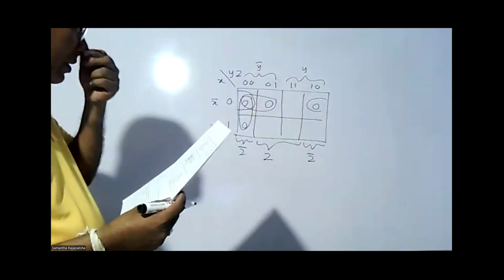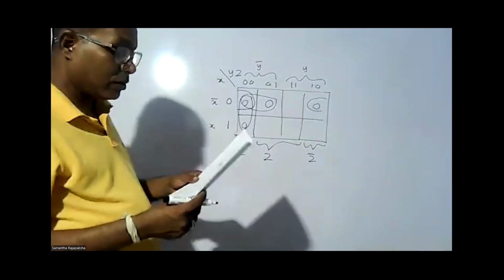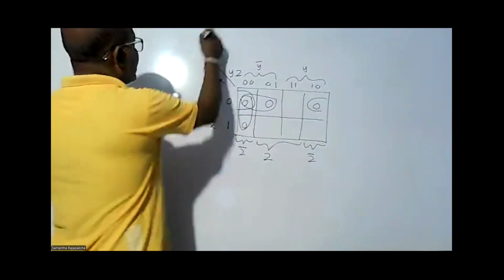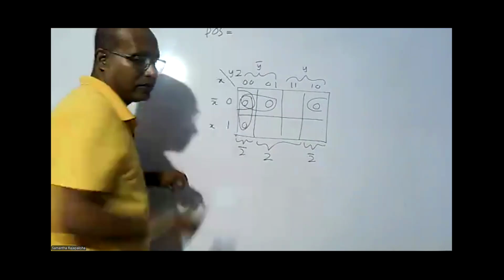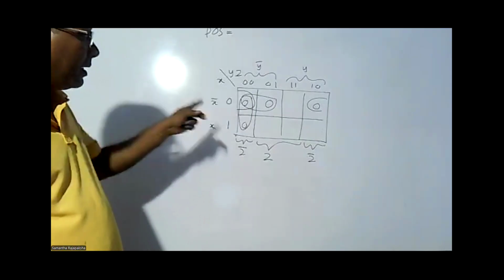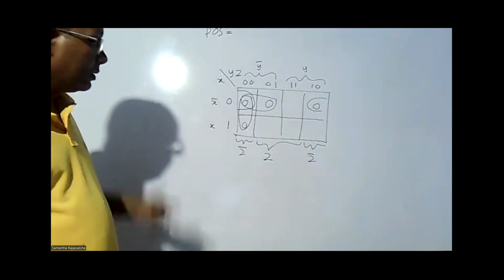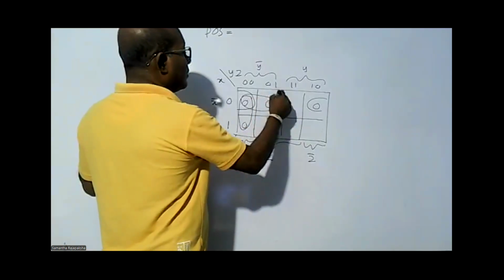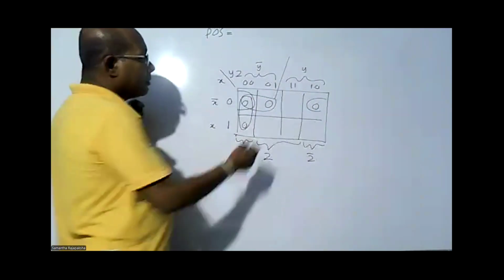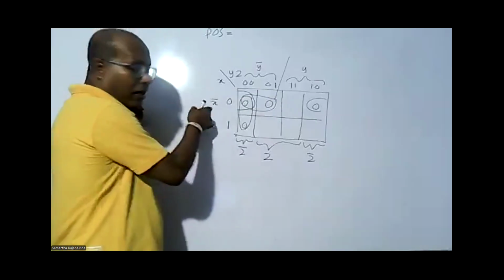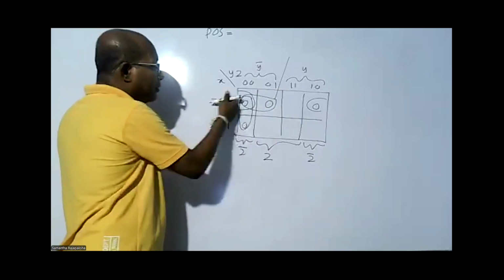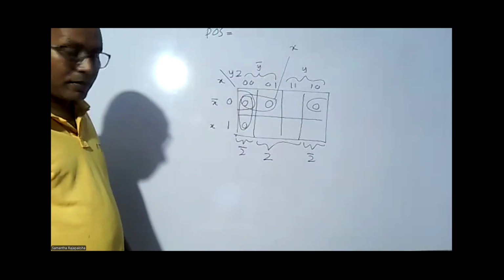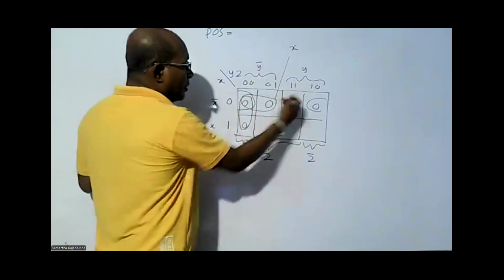So you have to find the names for these groups. Remember, the grouping is actually of 0s. Therefore, the answer should be in POS format, product of sums, not SOP, because the grouping is done with the zeros. So if you look at this group, what's the name of this group? Horizontally, it is X bar. X bar has to be written as X, not X bar, because it goes by 0. And when you go up, it's X bar.